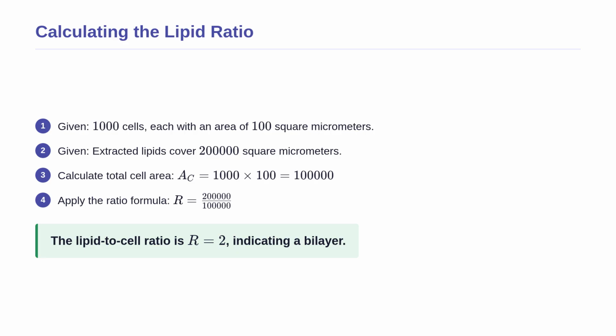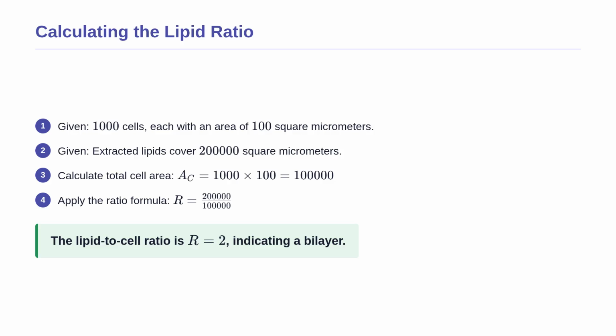Before we move on, let us see this with a concrete example. A scientist extracts all the lipid molecules from 1,000 red blood cells. We are given that a single cell has a surface area of 100 square micrometers, and the extracted lipids cover 200,000 square micrometers. We need to calculate the ratio.